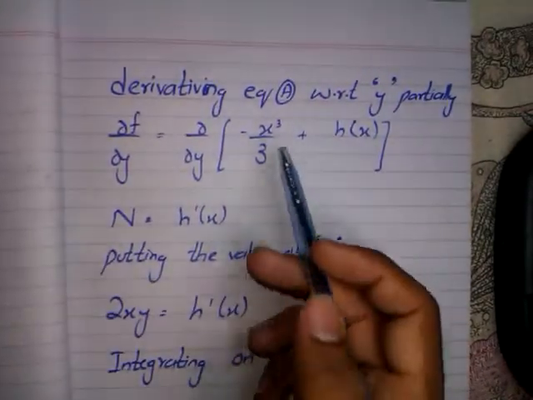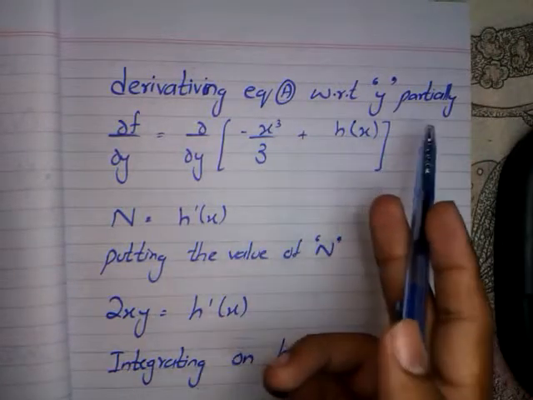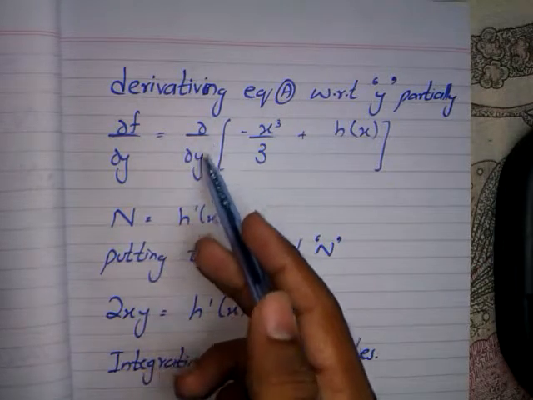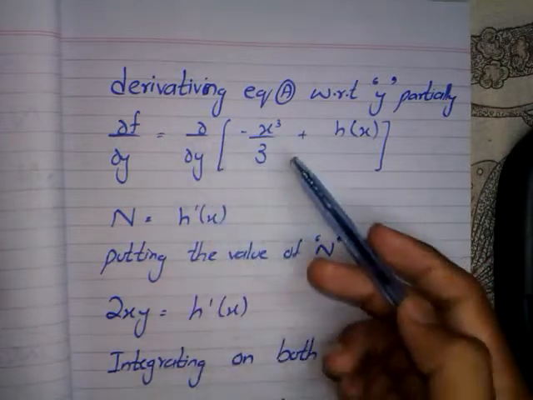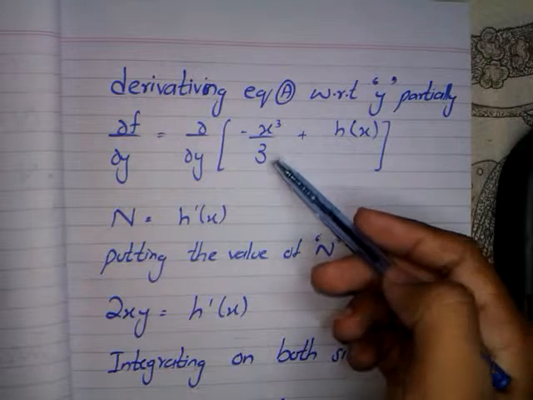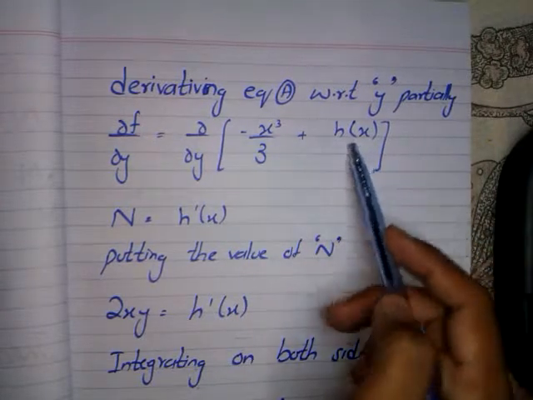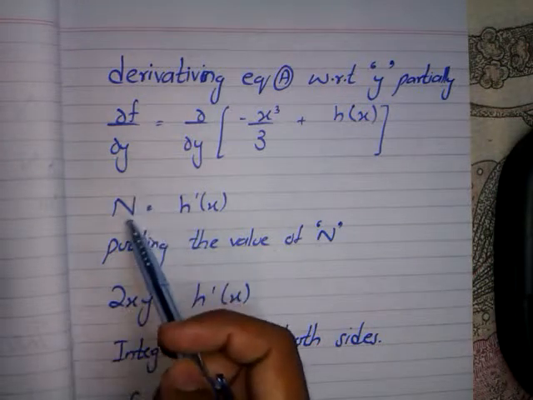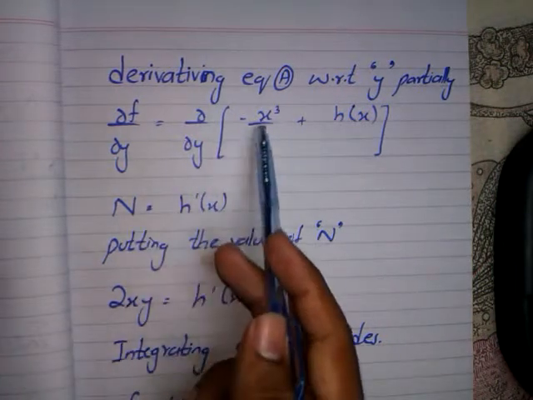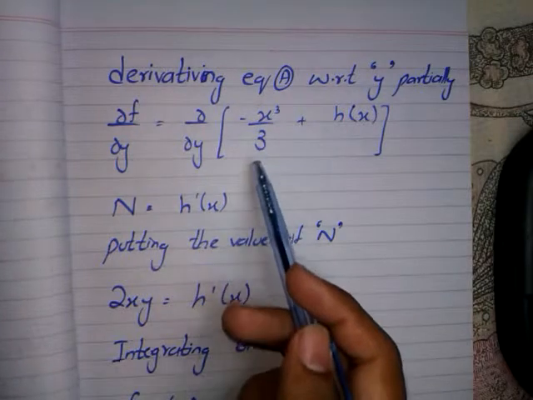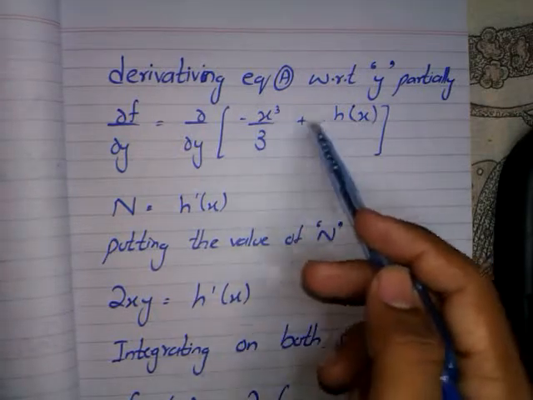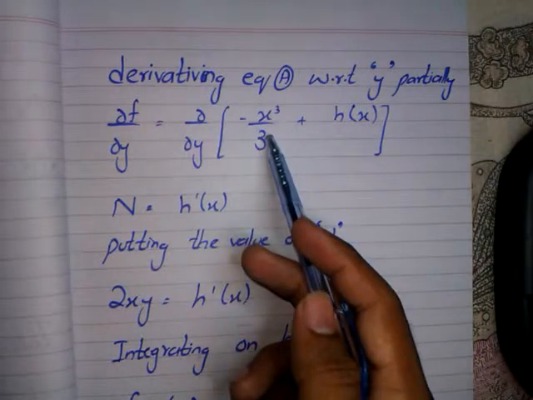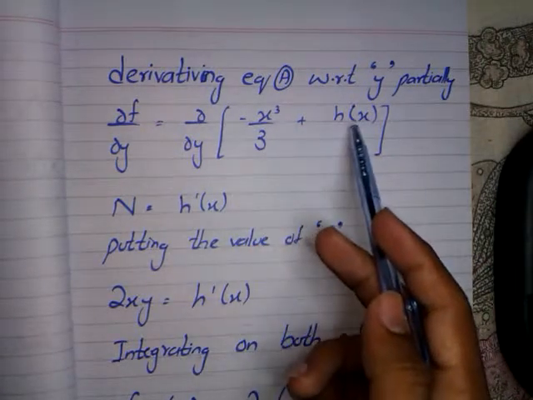Now we will differentiate equation A with respect to y partially. ∂f/∂y equals ∂/∂y of (y²x minus x³/3 plus h(x)). So ∂f/∂y is equal to N, and we will differentiate with respect to y, so x would become a constant, so that term will become 0, and h is the constant.